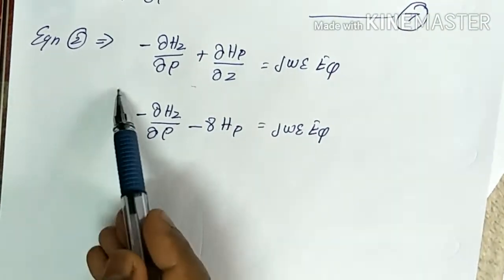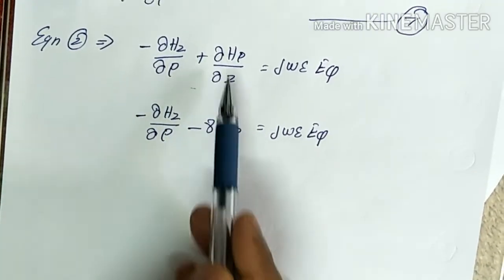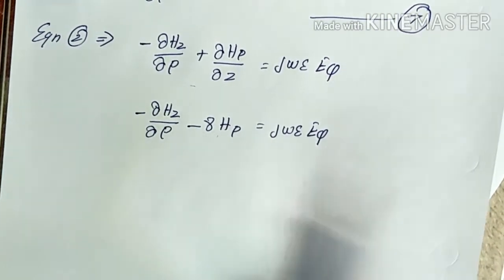Now this is equation 2. Here also we are replacing dou by dou z by minus gamma.